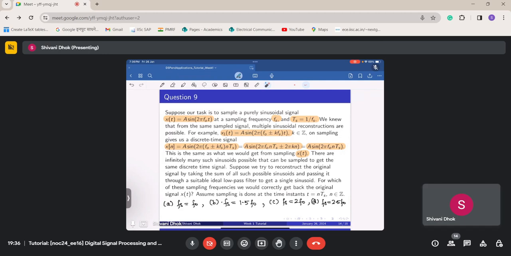Ma'am, option C. Okay, and why? Ma'am, this Nyquist criteria is followed. Okay, what is the Nyquist criteria? Fs should be greater than or equal to 2 times Fm. Greater than or equal to, or greater than? Ma'am, for retracing the original signal, it should be greater than. Option D, sorry. Yeah, yeah, correct.